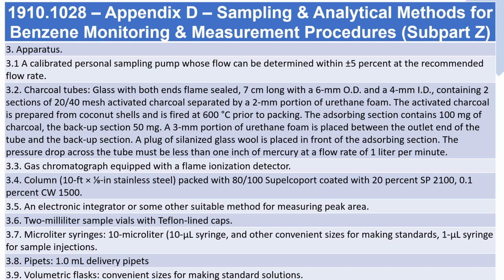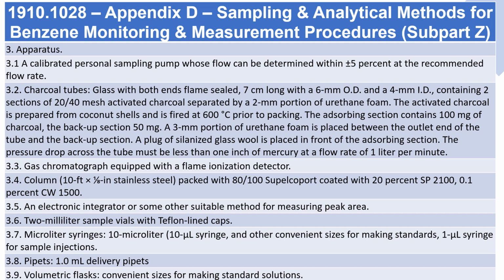3. Apparatus. 3.1. A calibrated personal sampling pump whose flow can be determined within plus or minus 5% at the recommended flow rate. 3.2. Charcoal tubes, glass with both ends flame sealed, 7 cm long with a 6 mm OD and a 4 mm ID, containing 2 sections of 20/40 mesh activated charcoal separated by a 2 mm portion of urethane foam. The activated charcoal is prepared from coconut shells and is fired at 600 degrees Celsius prior to packing. The adsorbing section contains 100 mg of charcoal, the backup section 50 mg.